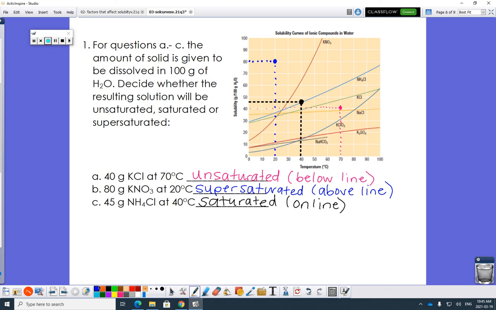Okay, so that's one kind of example. Turn the page and we'll do some more. This one is knowing the definition and looking at the curve. The next kind of example is you don't have to know whether it's unsaturated, saturated, or supersaturated. We're going to now use the curve to find amounts.